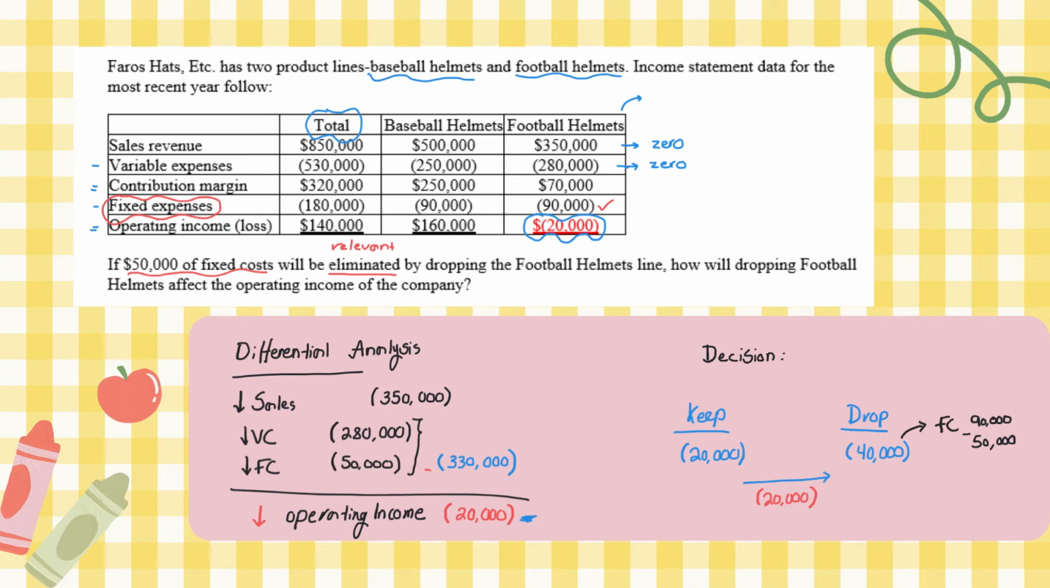Which is better, to lose 20 or 40? Okay, I need to choose to keep this line. So do not drop. My decision will be do not drop the football helmets line, because my loss will be lower if I keep.